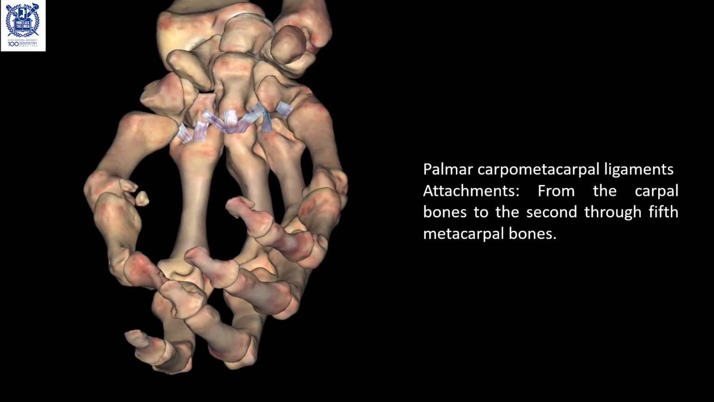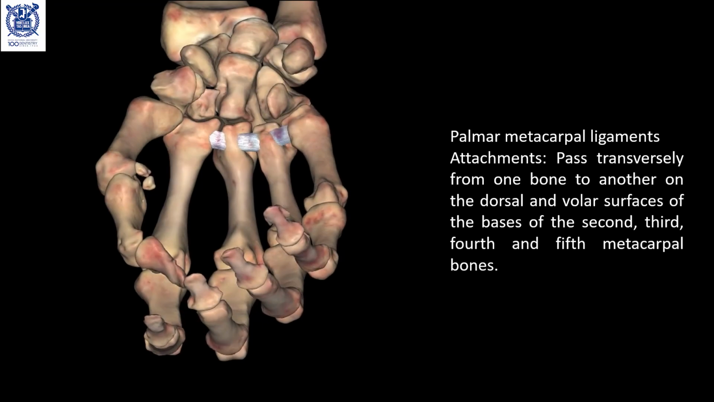Palmar-carpometacarpal ligaments. It is attached from the carpal bones to the second through fifth metacarpal bones. Palmar metacarpal ligaments. It passes transversely from one bone to another on the dorsal and volar surface of the bases of the second, third, fourth, and fifth metacarpal bones.